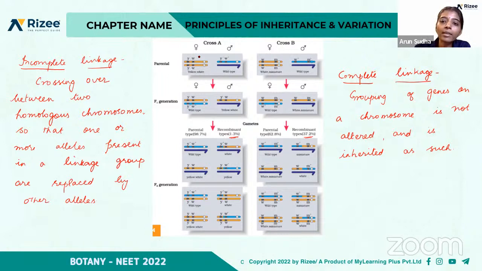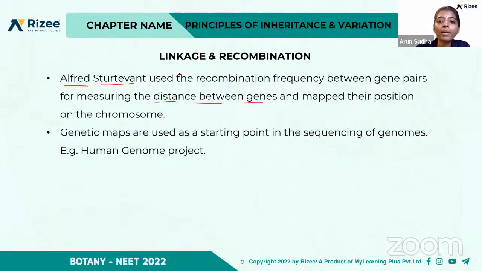So based on the recombinants that are formed, the distance between the genes can be measured and their position on the chromosome can be mapped. Where the genes are located on the chromosomes can be found out. It was done by Alfred Sturtevant. These genetic maps are used as a starting point in the sequencing of genomes, for example, in the case of the Human Genome Project.